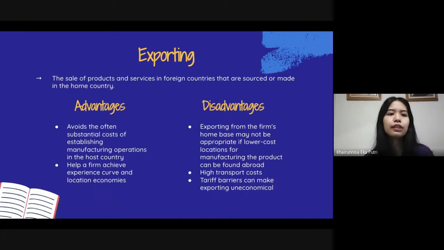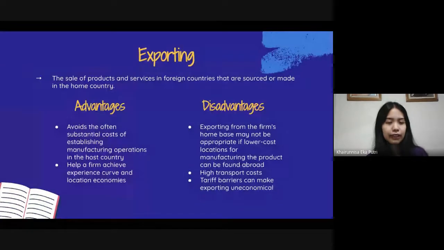Exporting has two distinct advantages. First, it avoids the often substantial cost of establishing a manufacturing operation in the country. Second, exporting may help a firm achieve experience curve and location economies.